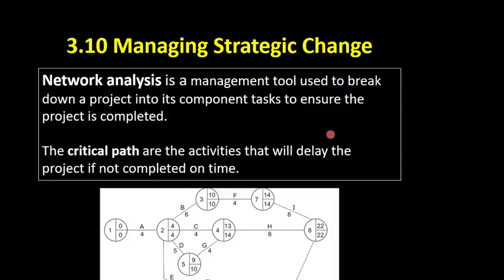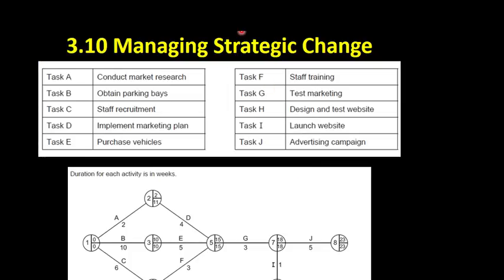You often hear the example of making a cup of tea. You need to fill the kettle, get the tea bags out, clean a mug, get milk, put sugar in the mug, etc. Business projects are obviously on a much bigger scale than that, but any activity you can break down into its component parts. And the critical path is the activities that will delay the project if they're not completed on time. You'll probably understand that a little better if we have a look at an example.